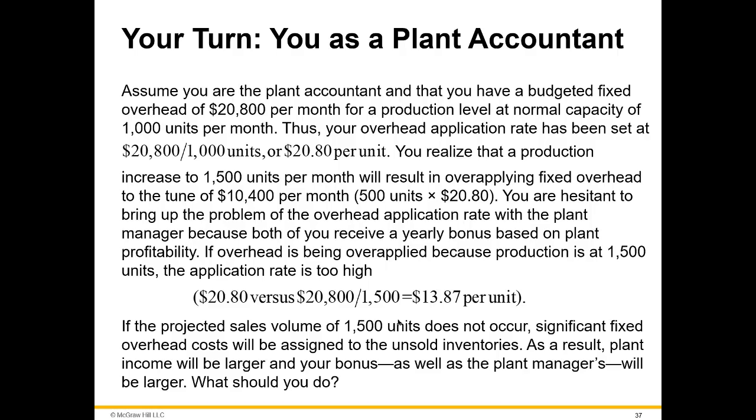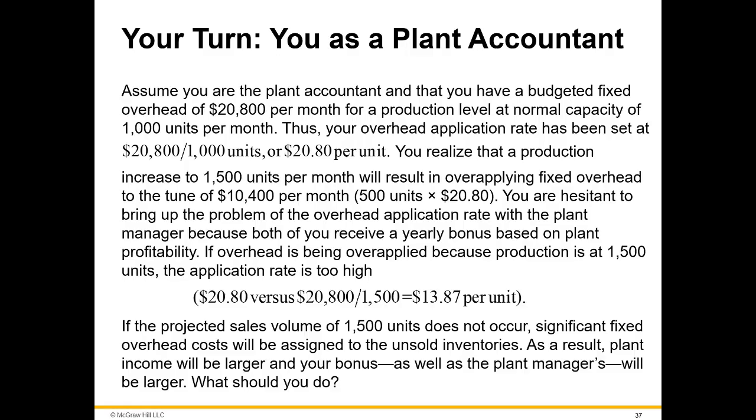Now, assume you are the plant accountant and you have a budgeted fixed overhead of $20,800 per month for a production level at normal capacity of 1,000 units per month. Thus, your overhead application rate has been set at 20,800 divided by 1,000. You realize that a production increase now to 1,500 will result in over-applying fixed overhead to the tune of 10,400 per month. Note what this looks like.